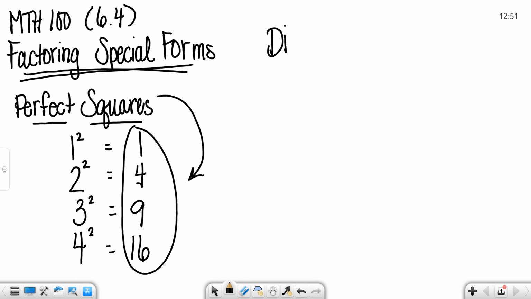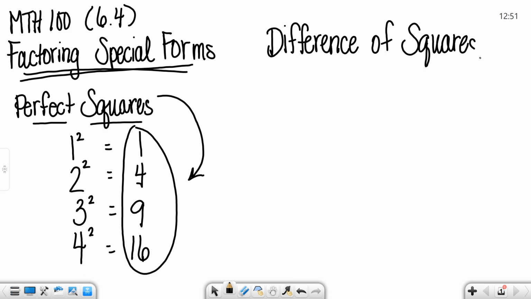So the first special form that we're going to look at is called the difference of squares. And when I say squares, they will be perfect squares. For example, if I had x squared minus 81. Now, this word difference means we are subtracting, okay? And squares means both of those numbers are perfect squares. X squared, and 81 is a perfect square because that is 9 squared.